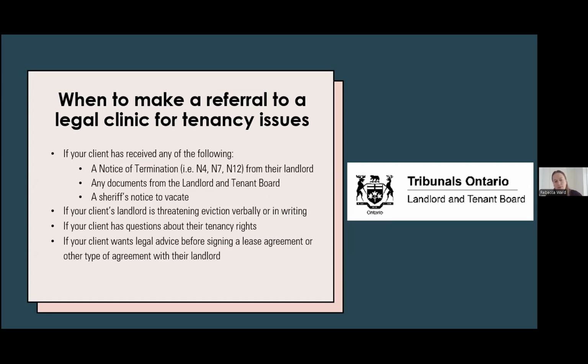And then the third type of document that I wrote on the screen here is called a sheriff's notice to vacate. This type of document, it's not an N form. You won't see landlord and tenant board written on it. It's actually from the Superior Court of Ontario. And it's the type of notice that somebody receives a few days prior to them being evicted, and it will provide the date and the time that the sheriff is going to come to enforce the eviction.